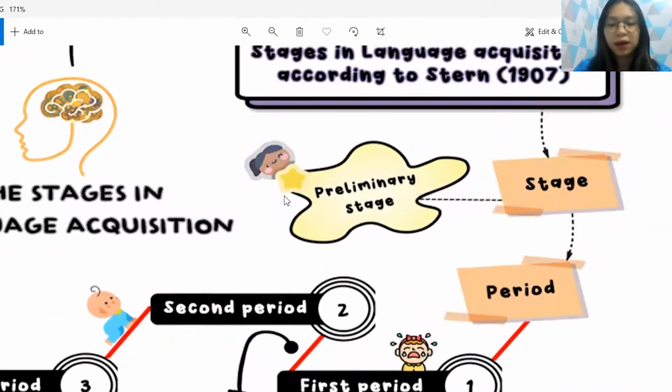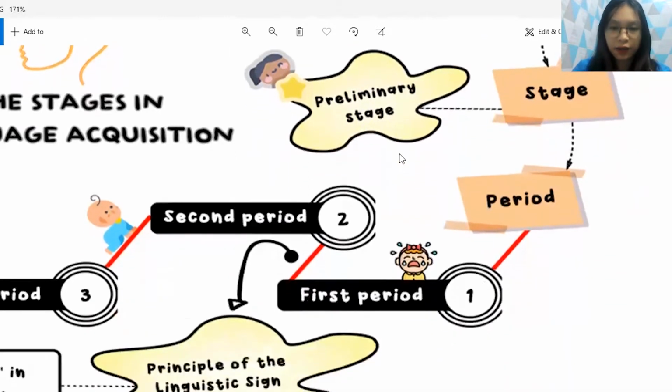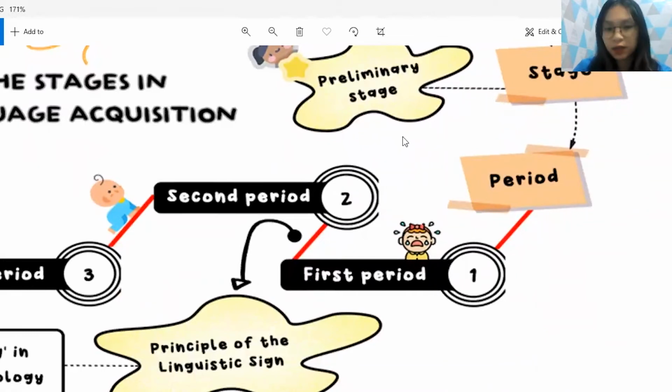But first, what is the preliminary stage? The preliminary stage is an intelligible imitation and understanding with which the child acquires language and follows it without any background. It is the moment when, for the first time, the child utters a sound with full consciousness of its meaning and for communication. The first period. What is the first period of language acquisition? The first period starts from 0 until 6 months. In this stage, the development includes crying, whimpering, and cooing.